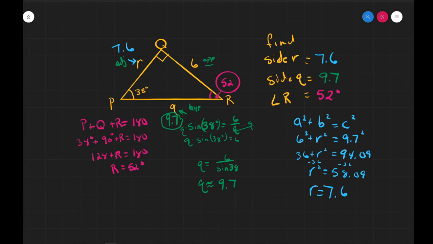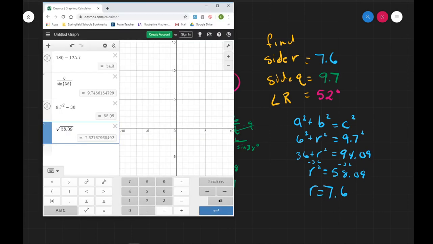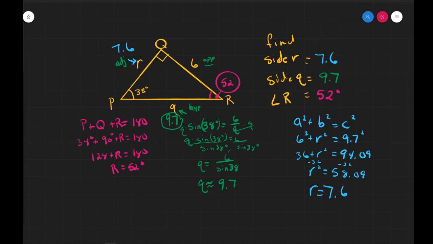And sine of 38 degrees is just some number, so we can divide both sides by sine of 38 degrees, which leaves us with side Q equaling 6 divided by sine of 38 degrees. Typing that into Desmos gave us 6 divided by sine of 38 degrees equals 9.7 and some other stuff, which rounds to about 9.7. So that's how I got side Q to be 9.7.